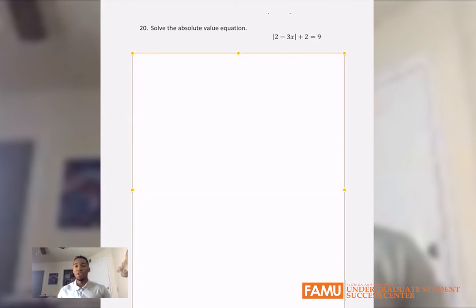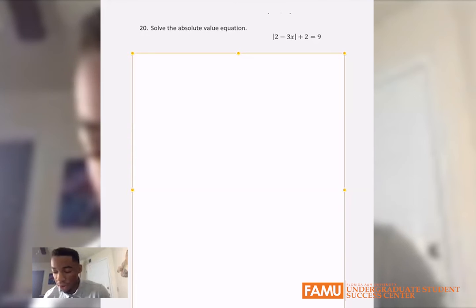Solve the absolute value equation. Here we have the absolute value of 2 minus 3x, plus 2, is equal to 9. Now you might be wondering, how do you solve absolute value equations? Aren't they the same as solving regular equations? Well, there's a little trick to it that will allow you to find the answer very simplistically and also build on to future problems that you might face in the future.